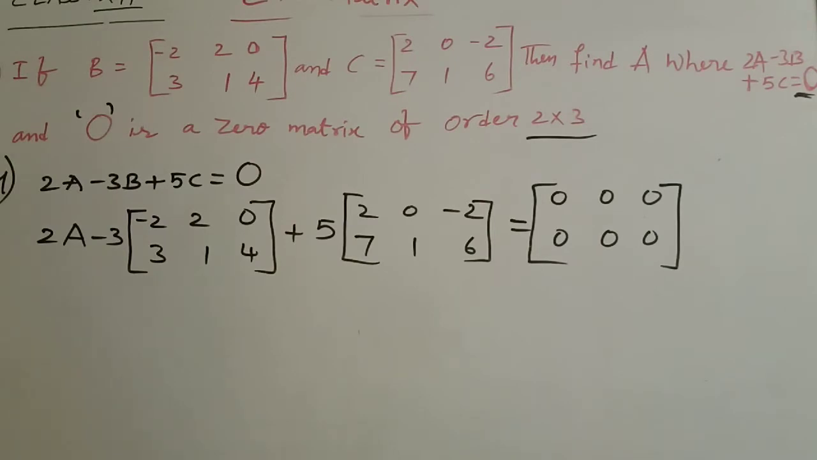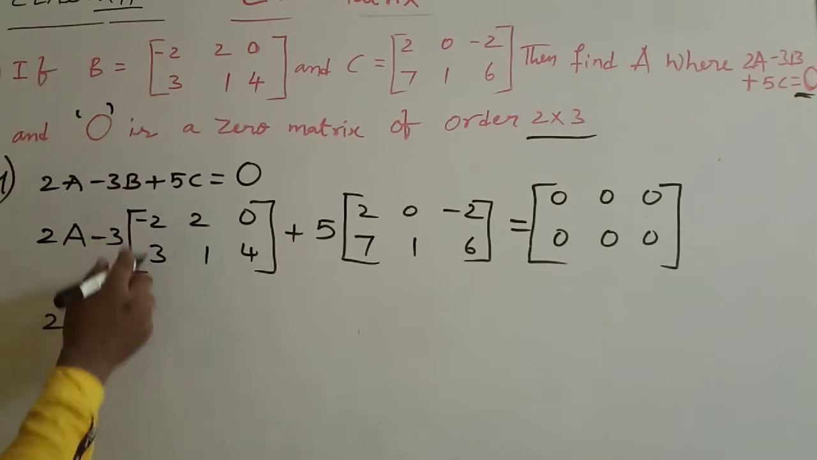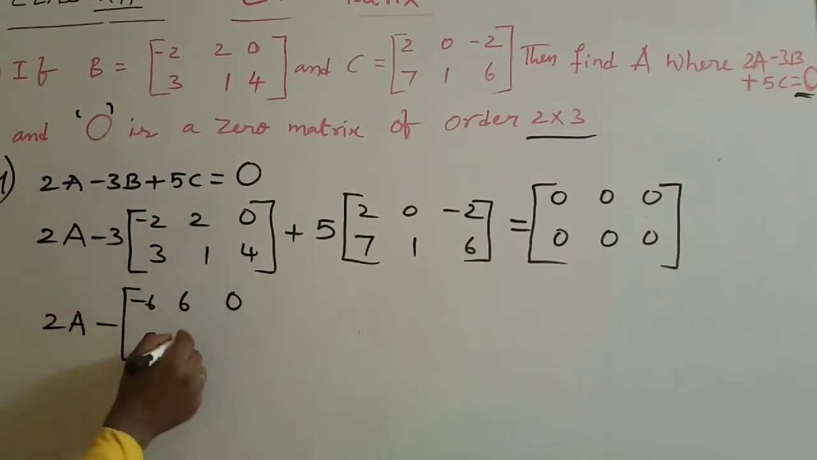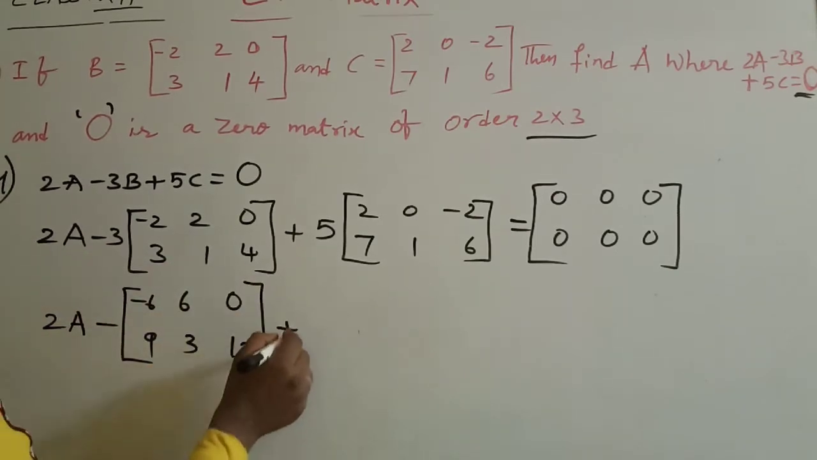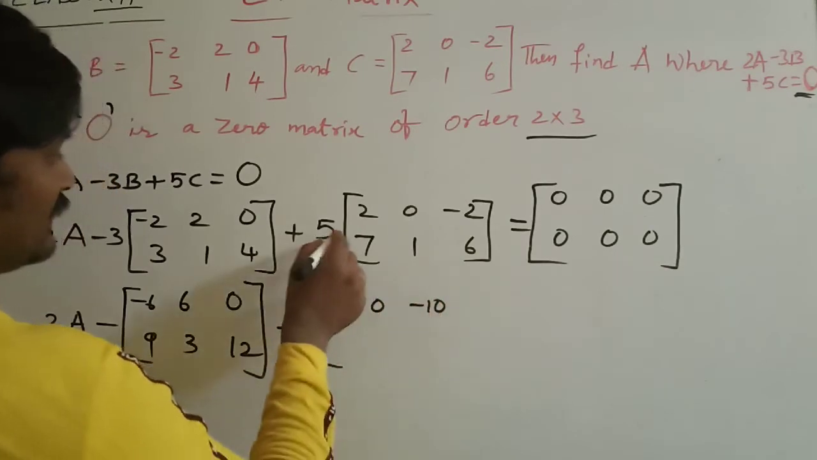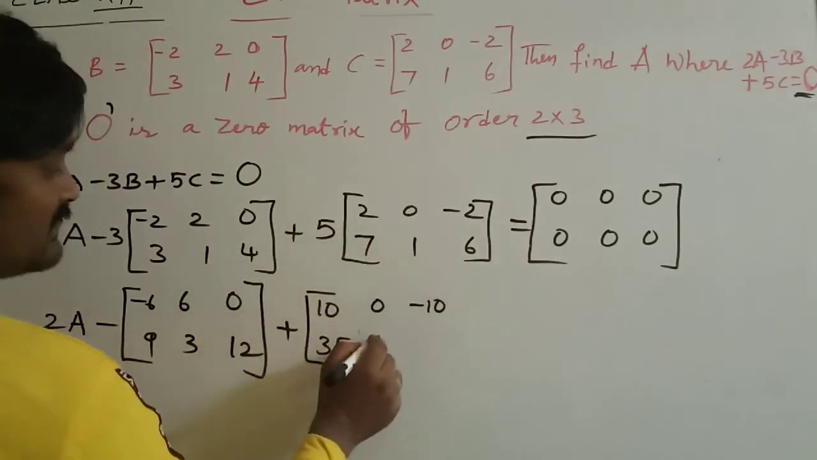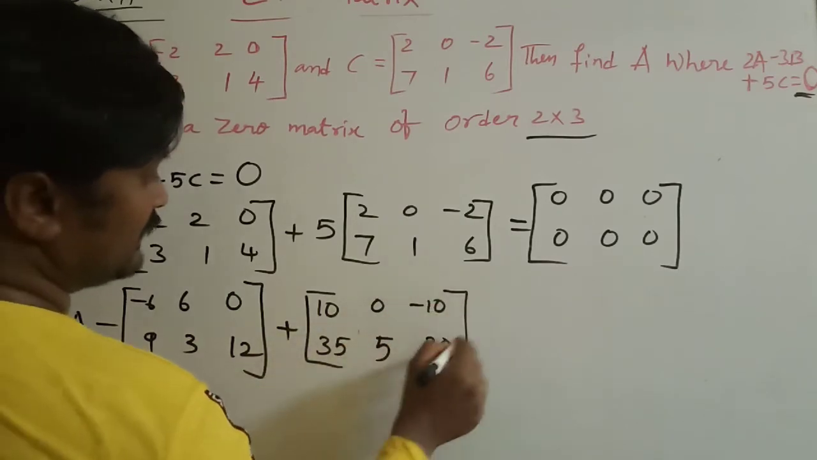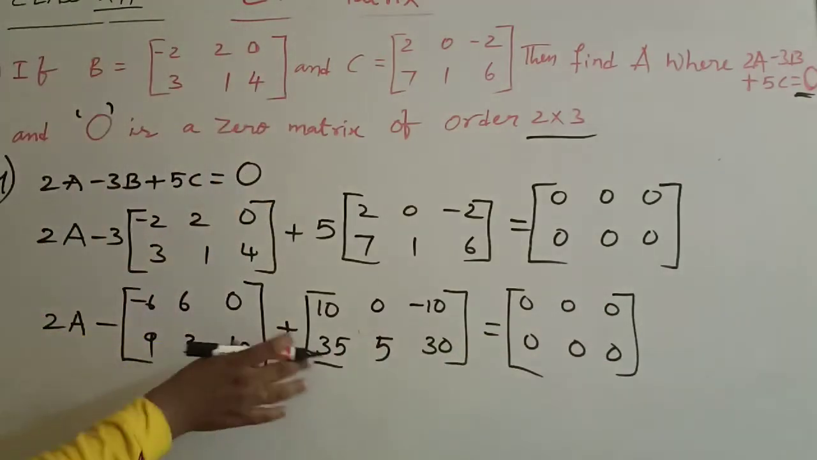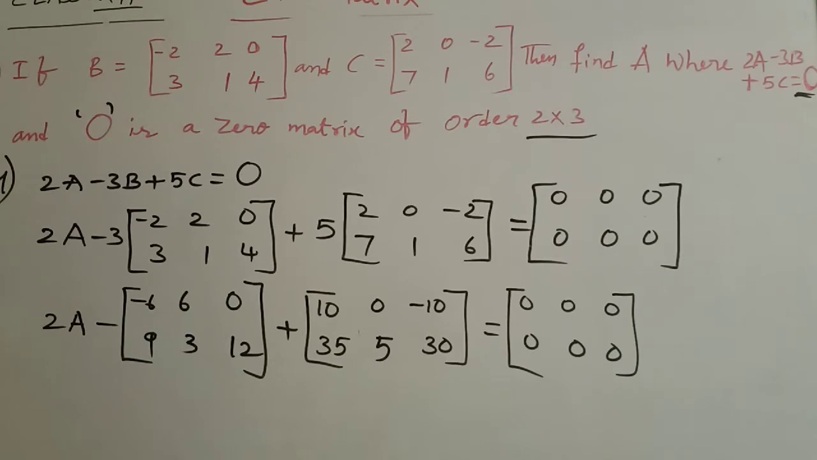Then how do we solve after this? You write 2A as it is, minus 3 into minus 2, what do you get? Minus 6, and 3 into 2 is 6, 3 zeros are 0, 3 threes are 9, 3 ones are 3, 3 fours are 12. Plus 5 table again: 5 twos are 10, 5 zeros 0, 5 minus 2s are minus 10, 5 sevens are 35, 5 ones are 5, 5 sixes are 30, equal to 0, 0, 0, 0, 0, 0. Whatever is there, you add or subtract and complete it, then you get your answer, so it is going to be very easy for you. If you don't know that, what you need to do is: a minus sign goes to the other side as plus, and a plus goes to the other side as minus.